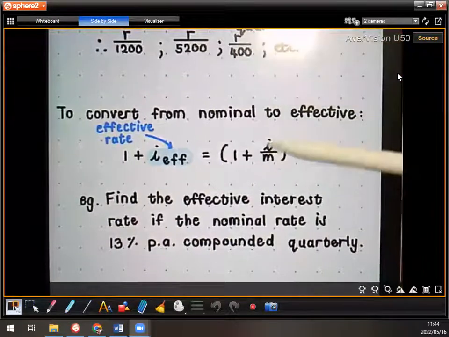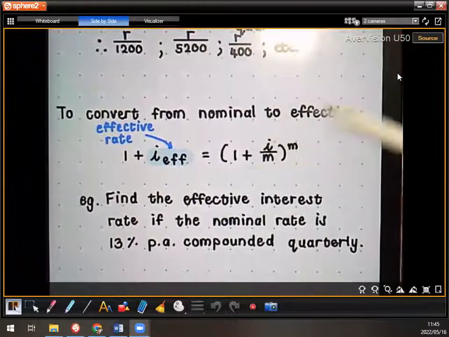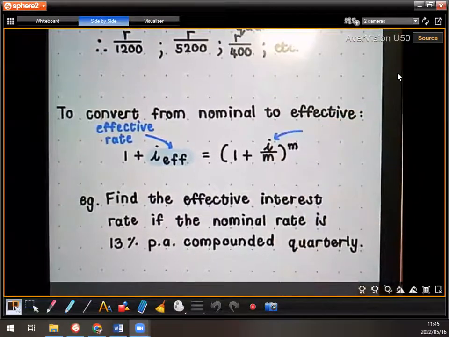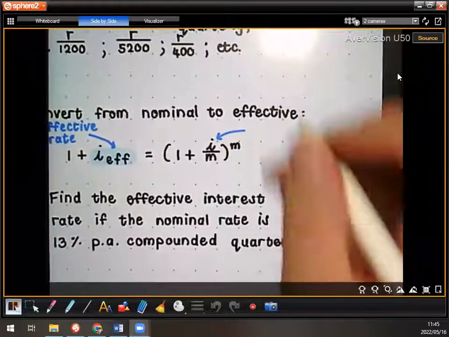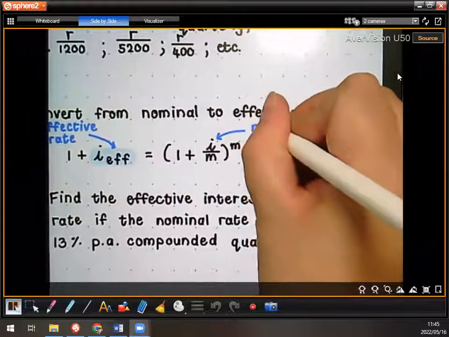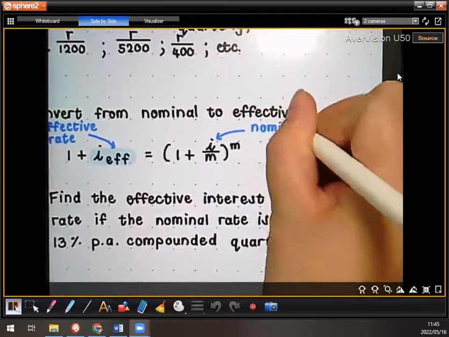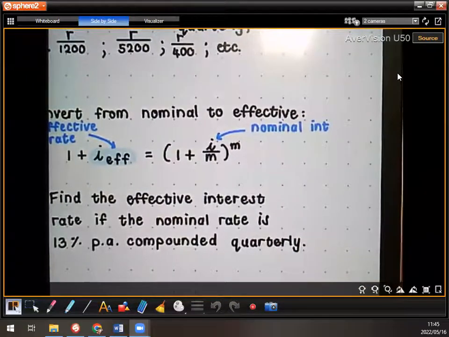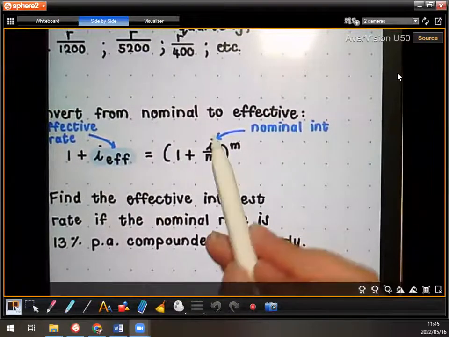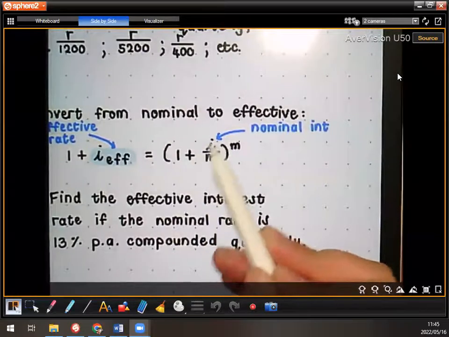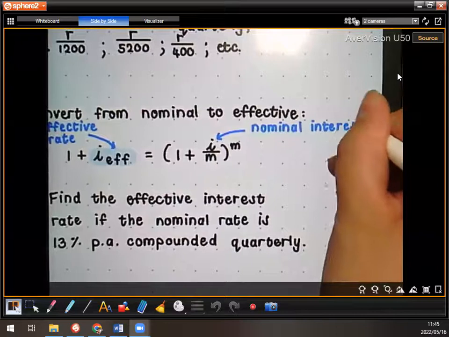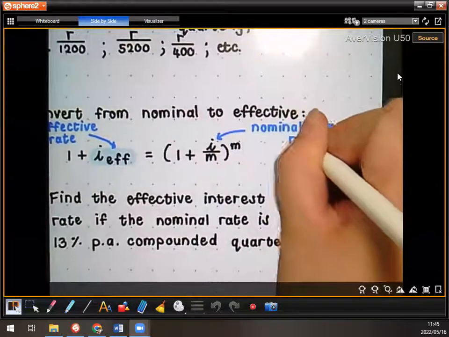Now guys, this I over m, you've never seen this before, but basically this I over m is just a nominal interest rate. So it's written in a strange way, but just like the other day when we said 10% quarterly, we wrote it as 10 over 400. That's what you're going to put in this spot. So it's just a nominal interest rate, just like we practiced writing it on Thursday.